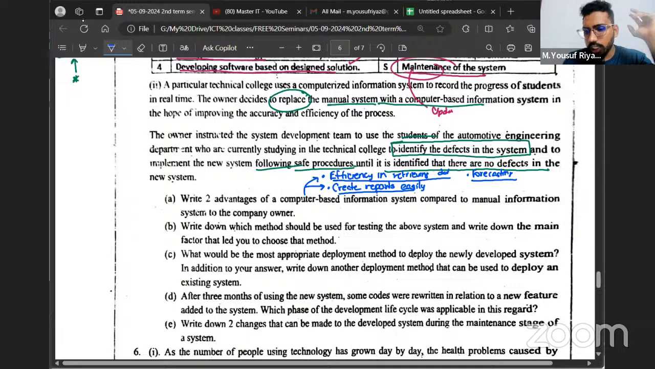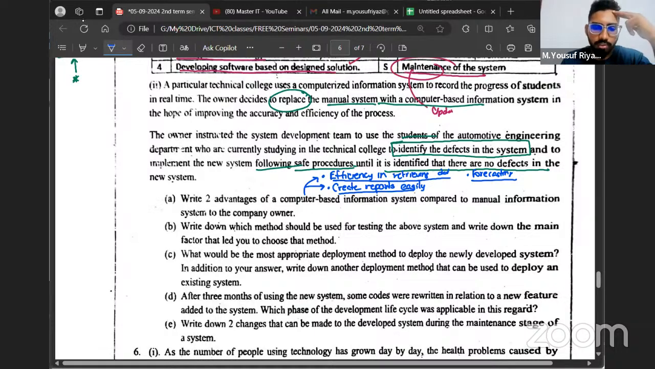Any kind of predictions? Predictions based on the previous data. Can we use accuracy? You can use accuracy, but I will not take that as a very good answer. It's considered correct, but I don't like answers like accuracy, because if you note down properly, whether it's in a computer or manually, you can make mistakes.